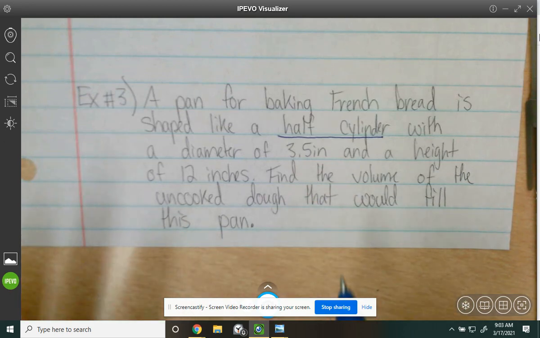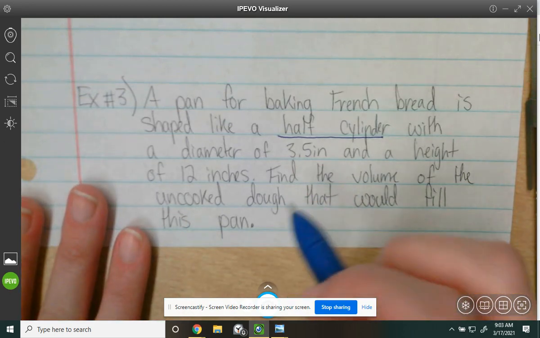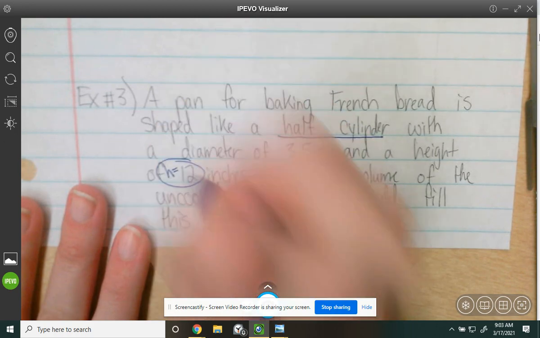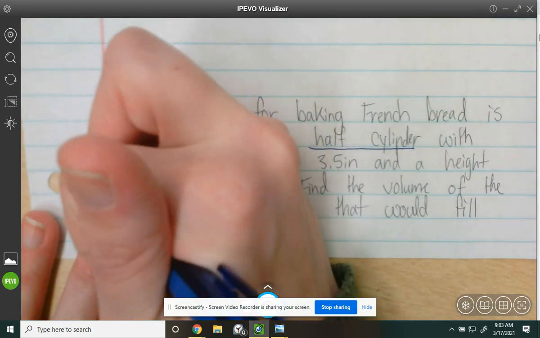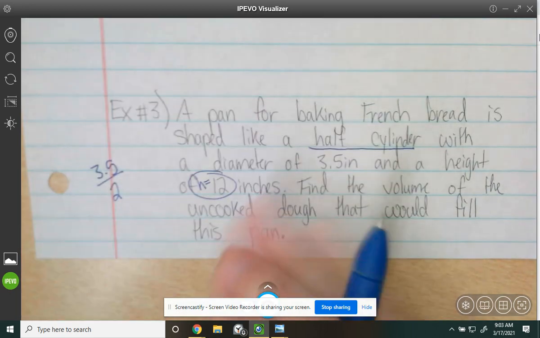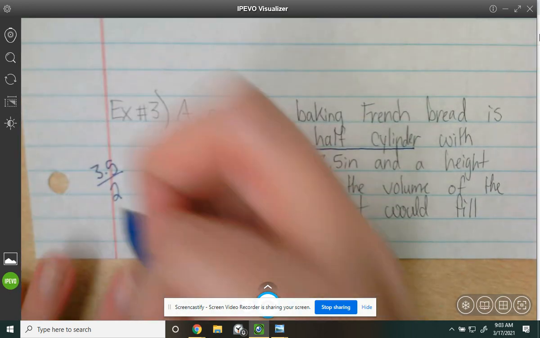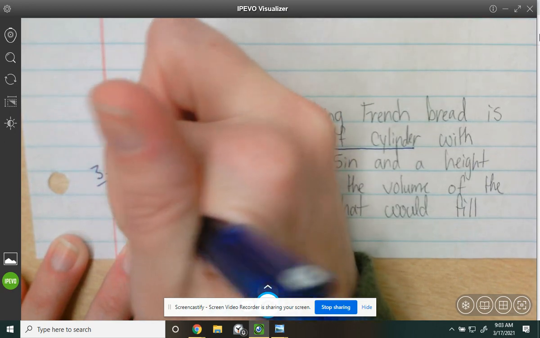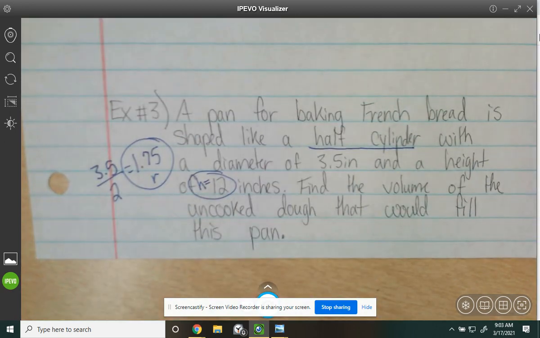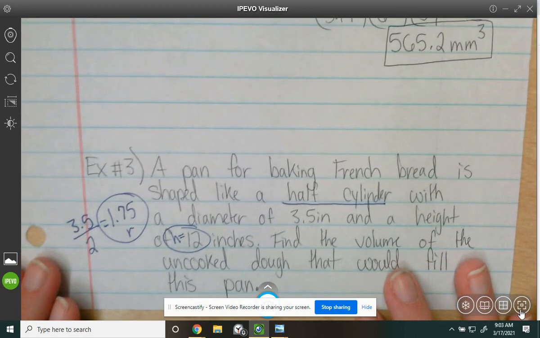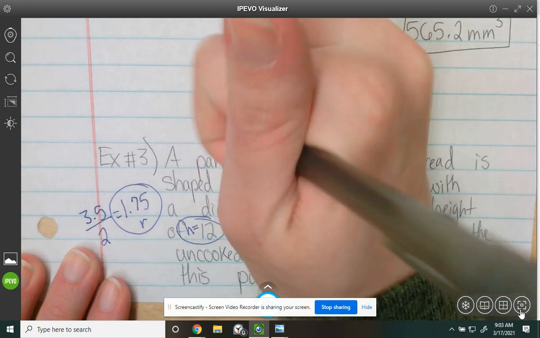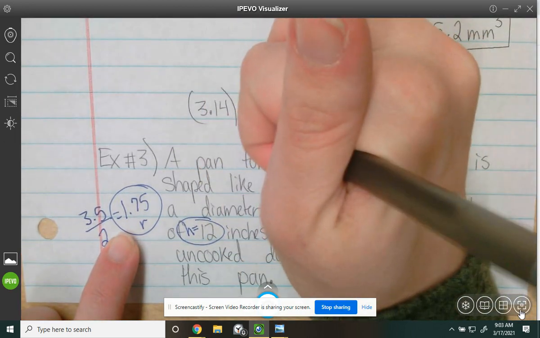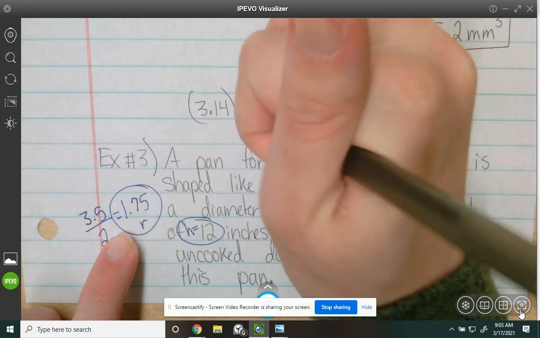Okay? So we look for the things that we know. We know my height. So I'm going to say h equals 12 right there. My diameter is 3.5. So I need to take 3.5 and divide that by 2. So my radius is 1.75. So as I go to put this in here, I'm going to do 3.14 times my radius squared, so 1.75 squared.